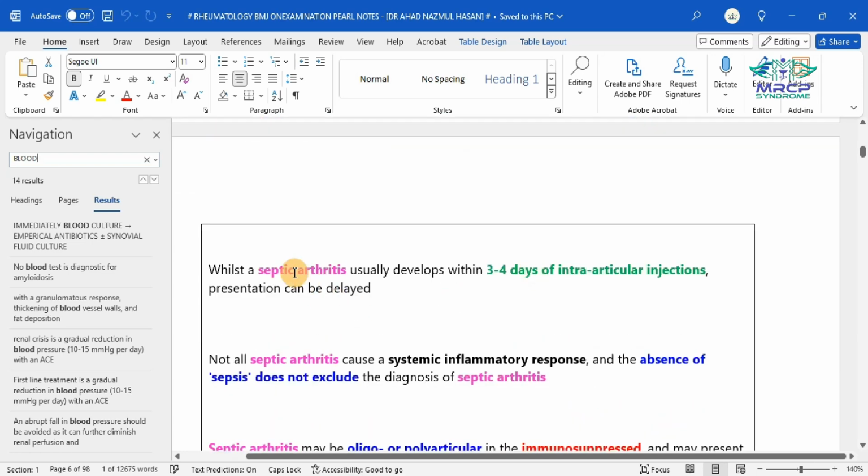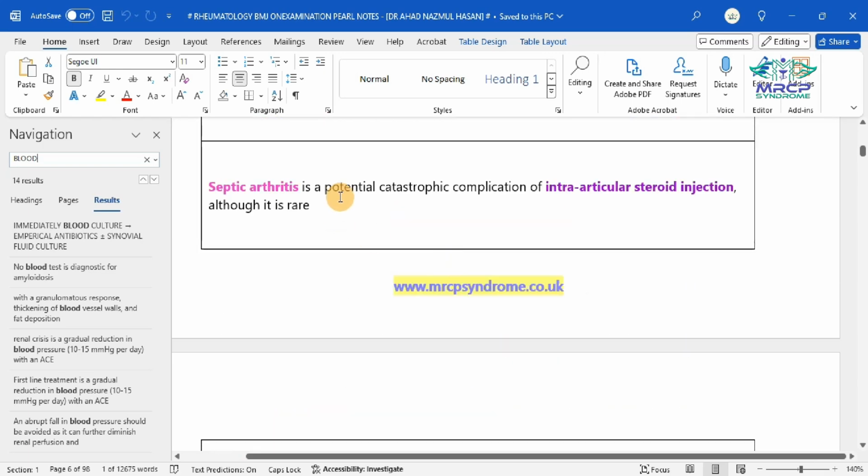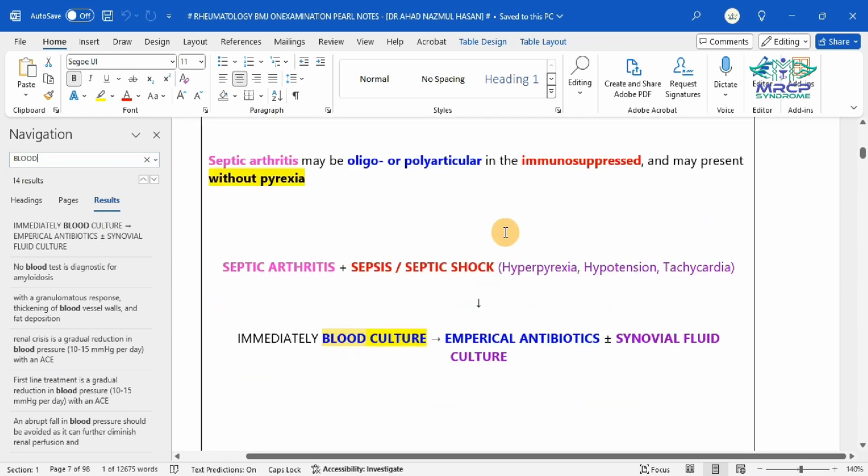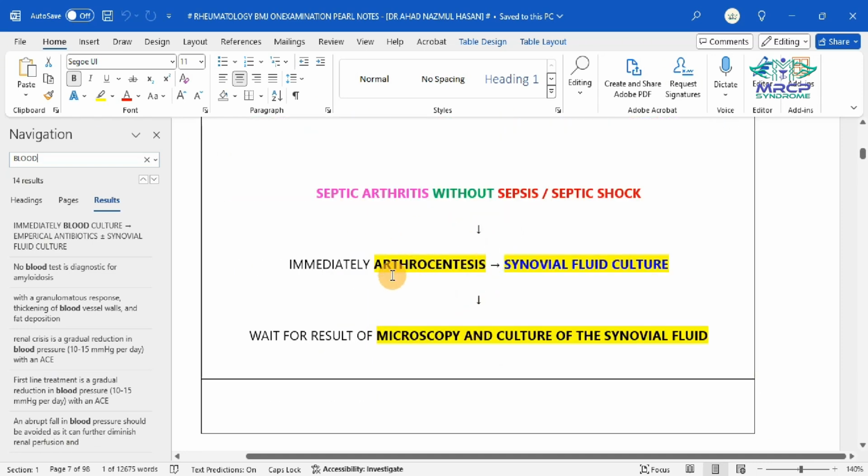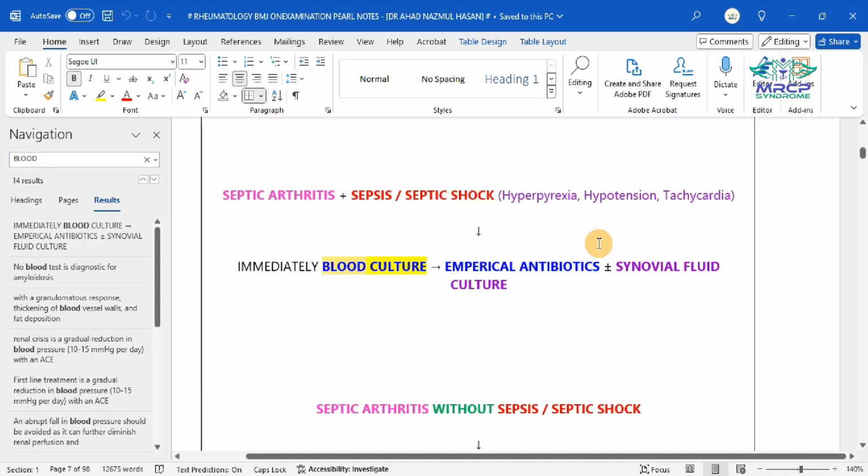So this septic arthritis usually develops within 3 to 4 days of the intra-articular injection, but in some cases the presentation can be delayed. Septic arthritis is a potential catastrophic complication of intra-articular steroid injection. So to decide whether we should immediately go for blood culture or go for arthrocentesis with the synovial fluid culture, we need to look at the association with sepsis or septic shock.